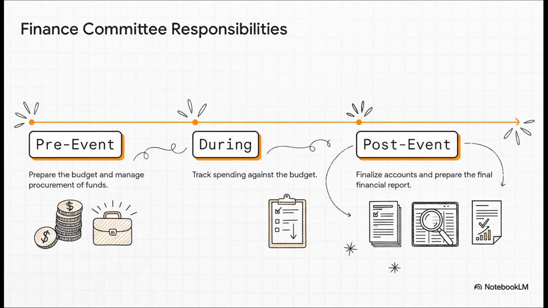Let's take the Finance Committee. Before the event even starts, in the pre-event phase, their main job is setting a budget. But after the event is over, in the post-event phase, their job completely changes. Now they're auditing the books and writing reports. See? Same committee, totally different jobs depending on the clock.